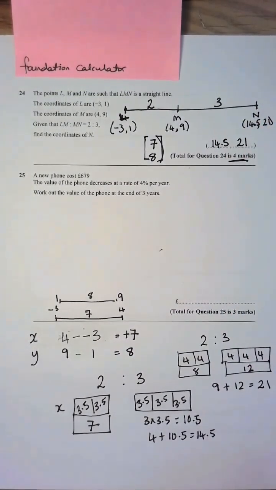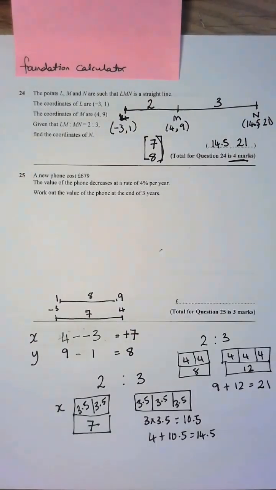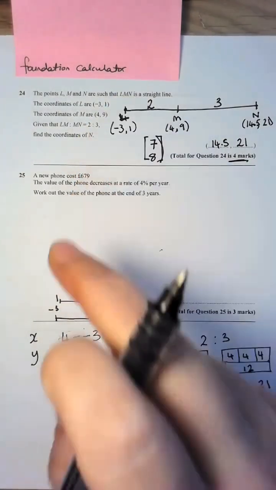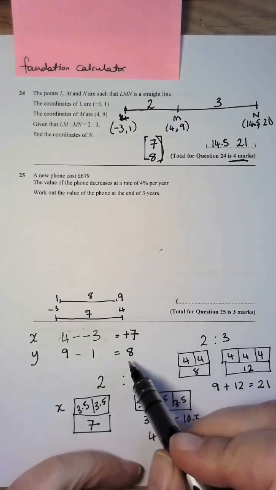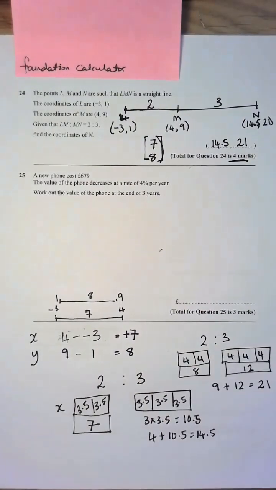If I lost you, I do apologise. It's a tricky question. I didn't work it through beforehand. I'm going to have a think about it and see if there's a better way of doing this. It's tricky. It's got ratio in it, it's got coordinates, it's a straight line. You are given 4 marks. If you can get any points here about finding the differences between the x's and the y's, this would give you 1 mark here.